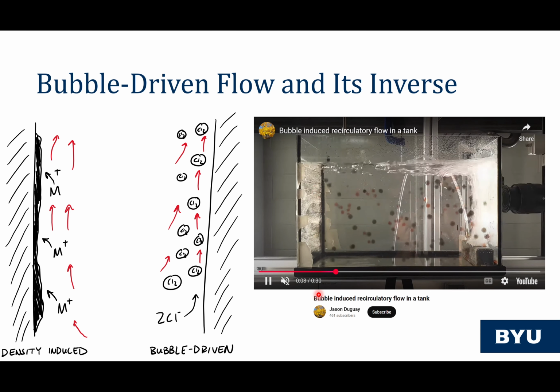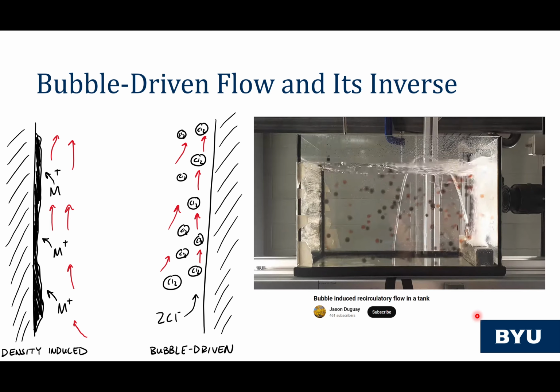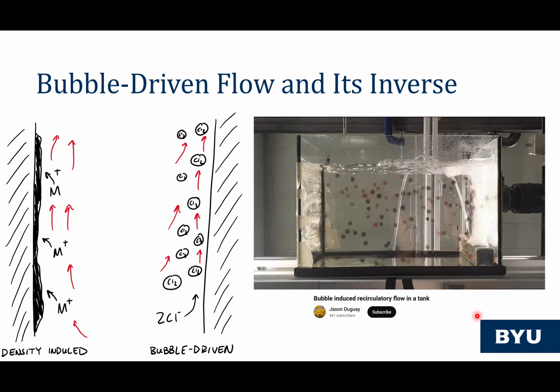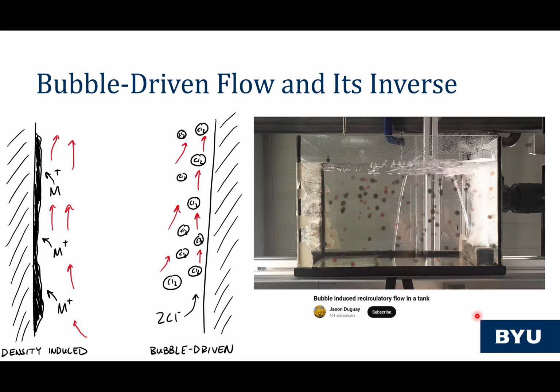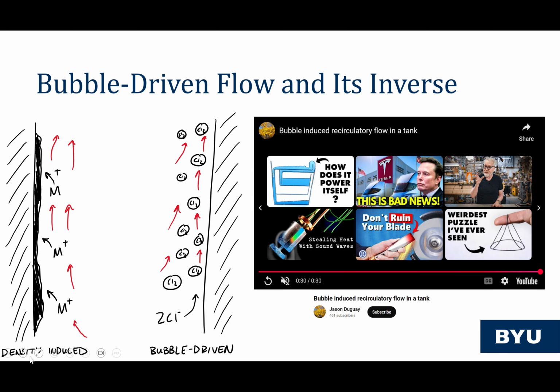And you can see that there's, of course, randomness. It's convection. Convection is random. But there's a general circular motion going on in the convection here. And we would expect a very similar thing to occur in our electrochemical experiments if we're producing bubbles.